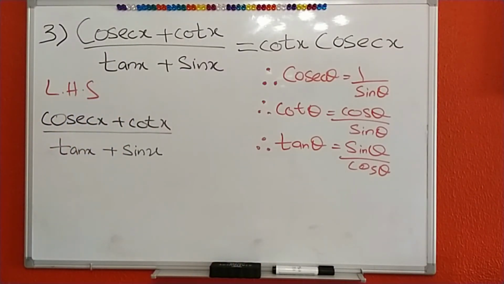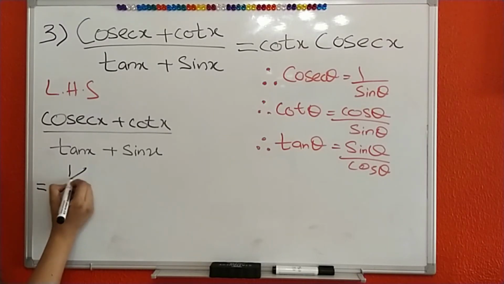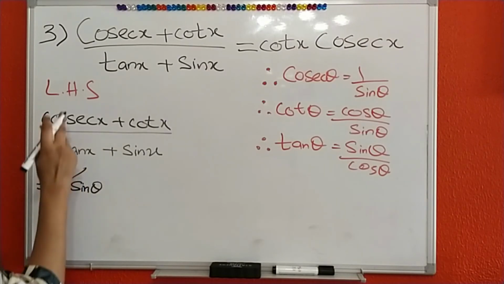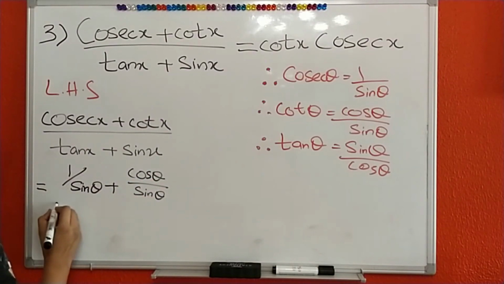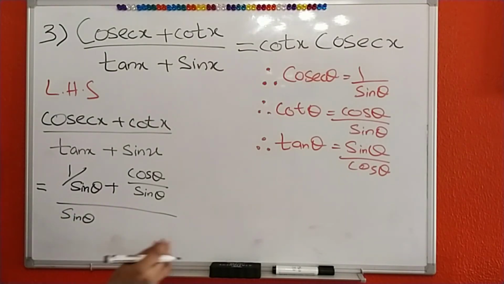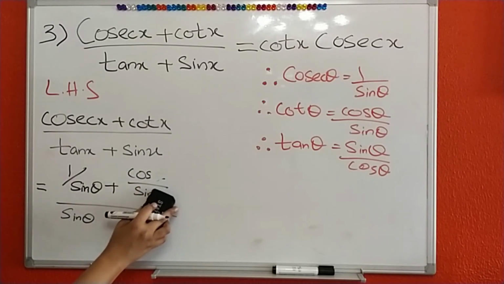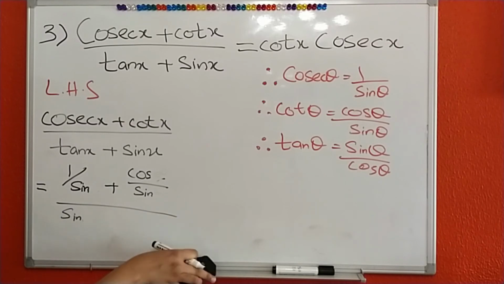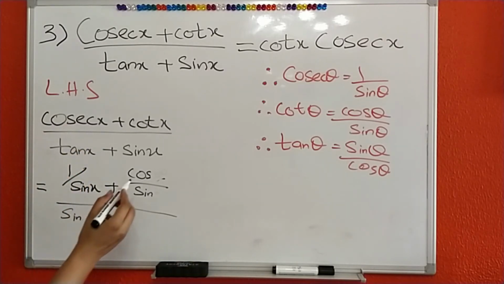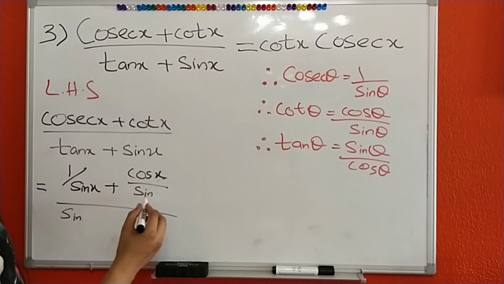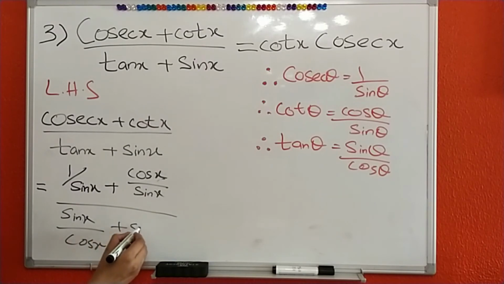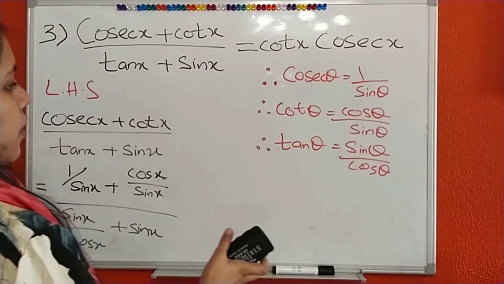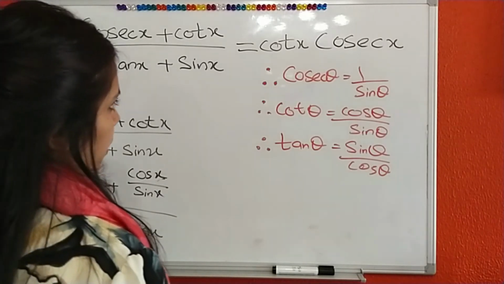Now I am putting the identities here. 1 over sin, plus cos over sin, divided by sin, no sorry, not theta, I need to put the angle x here. I'm very sorry for this. So for cosec x, 1 over sin x, for cot x, cos x over sin x, and for tan x, sin x over cos x, plus sin x. So I put the identities here. Now I'm erasing the formulas. If you want to copy the formulas, you can stop my video while watching.